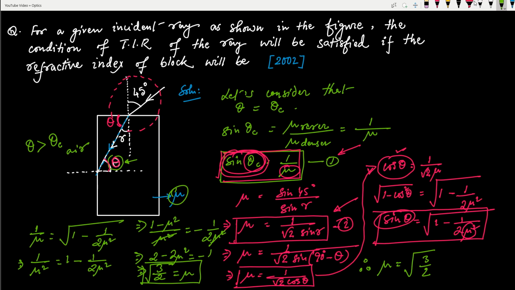Now let's understand this refractive index that we got for this material, root over 3 by 2. If this is the refractive index, then we have taken this as, let's consider theta is equal to theta c.